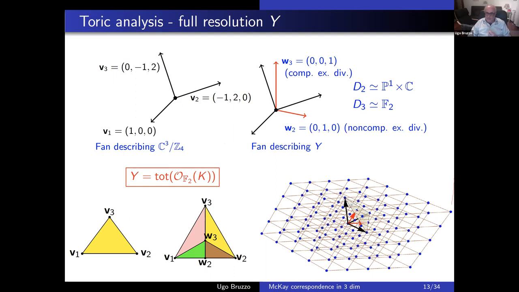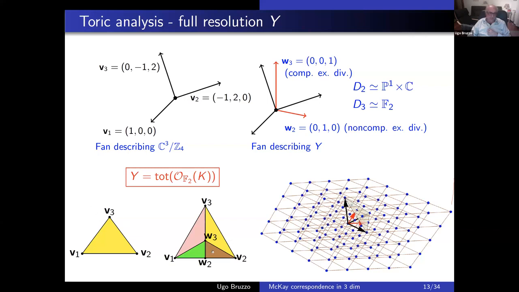The blue dots are the points in the lattice. And then we have the black arrows that are the generators of the cone. And then you take the triangle with these vertexes, the triangle whose vertexes are the tips of the generators of the rays. You look for the rational points on the triangle, the points that lie on the lattice. They are two.